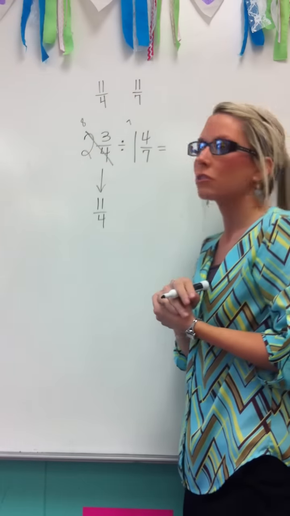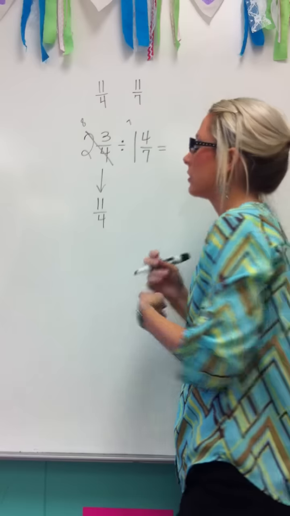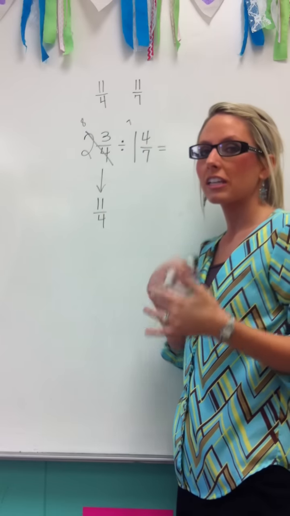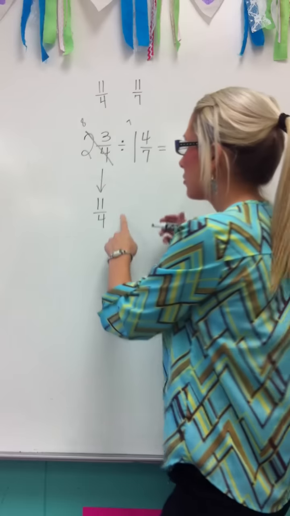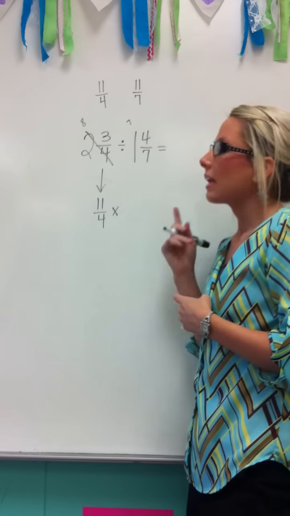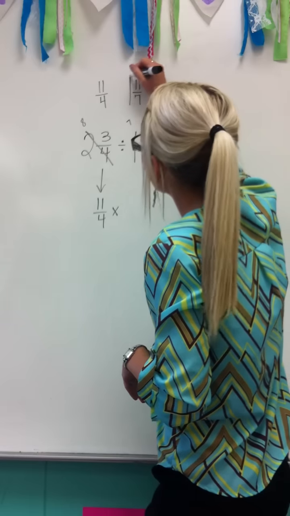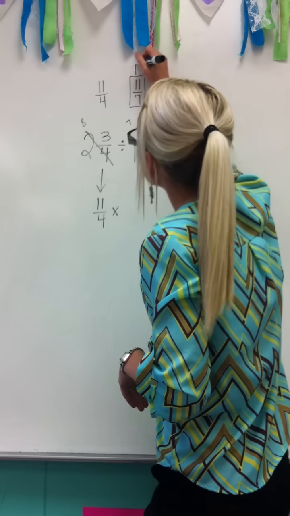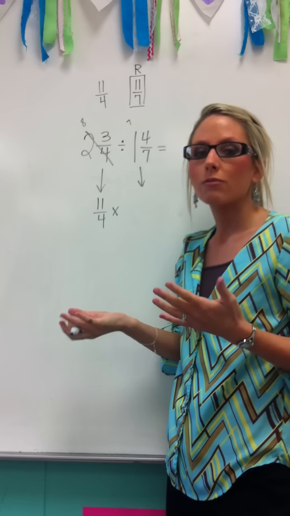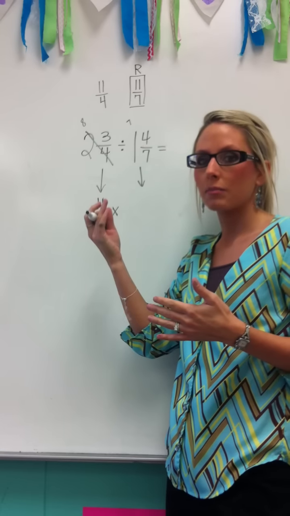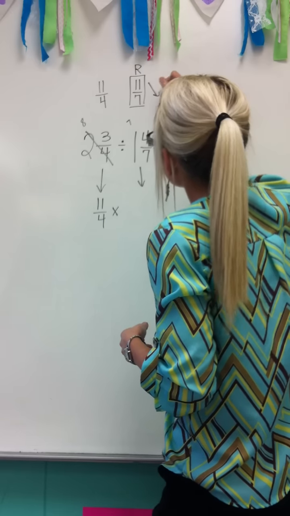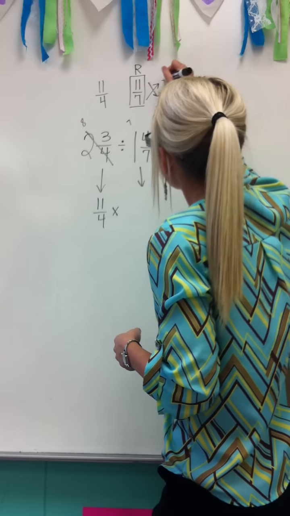And if you remember from your notes you took yesterday, step 2 was that we needed to change our sign. When you're dividing fractions, you're actually changing it into a multiplication problem. So we're going to change our division sign to a multiplication sign. And then I'm going to take the reciprocal of 11/7 and bring it down. The reciprocal is a fraction where the numerator becomes the denominator and the denominator becomes the numerator. So 11 is going to be my denominator and 7 is going to be my numerator.